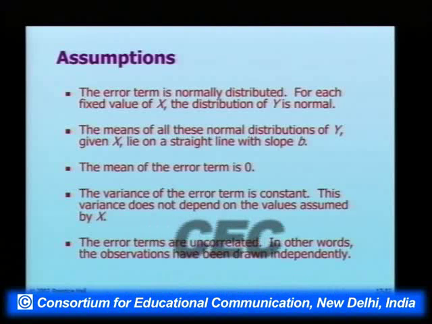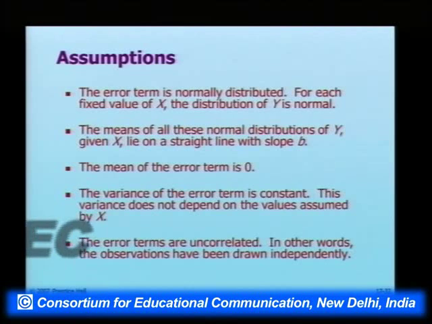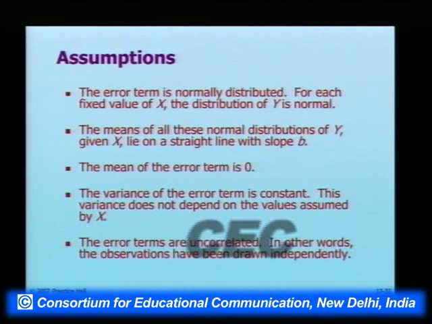The assumptions in regression is that the error term is normally distributed. For each fixed value of x, the distribution of y is normal. The means of all these normal distributions of y given x lie on a straight line with slope b. The mean of the error term is 0. The variance of the error term is constant. This variance does not depend on the values assumed, and they are uncorrelated. In other words, the observations have been drawn independently.